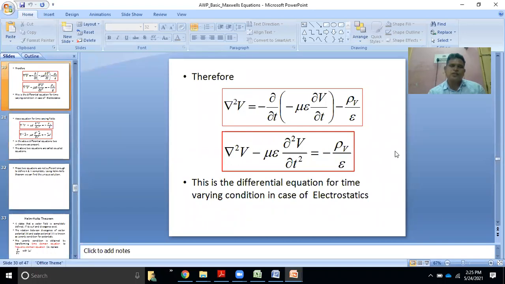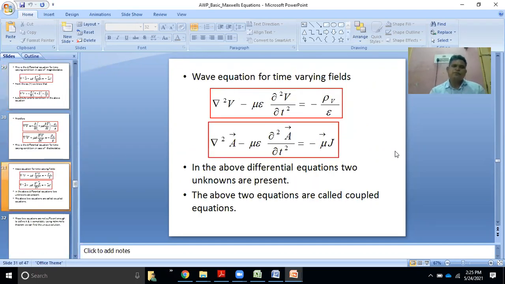We have arrived at two different equations. Okay, these are the wave equations in differential form. They are also called coupled equations.